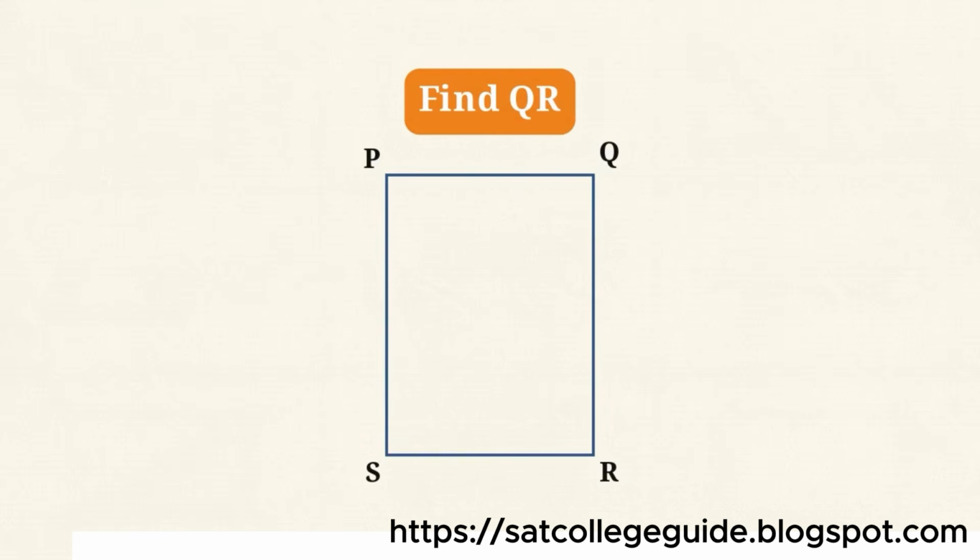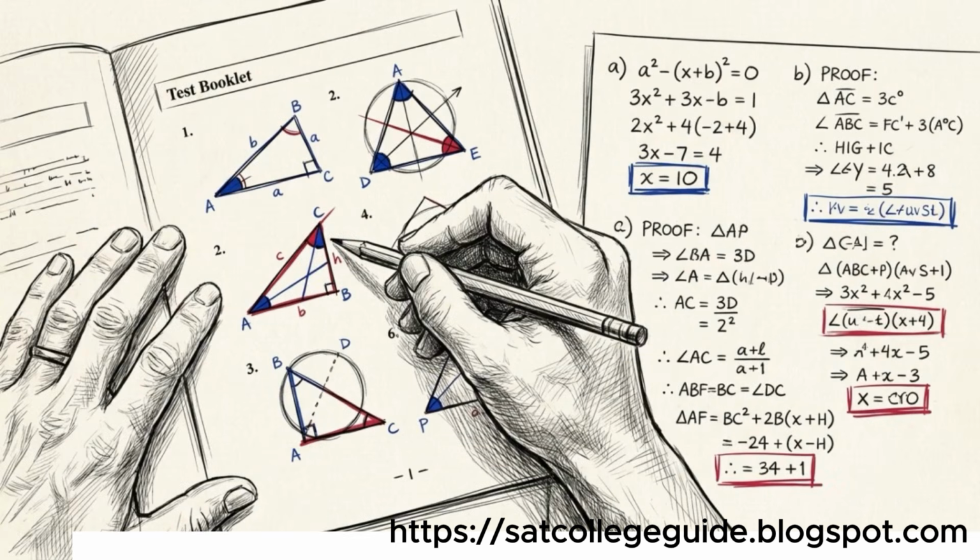Our x is 30. Finally, we check what the prompt asked for. We found that side RS is 30. That makes side PS 38. Because opposite sides are equal, QR is also 38. To reach the correct answer, you must apply algebra while maintaining the geometric context.